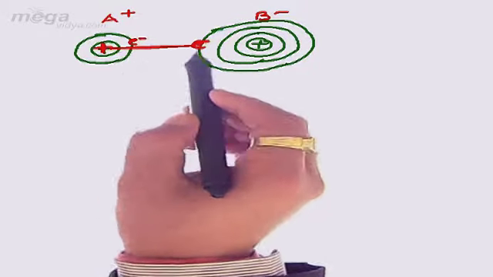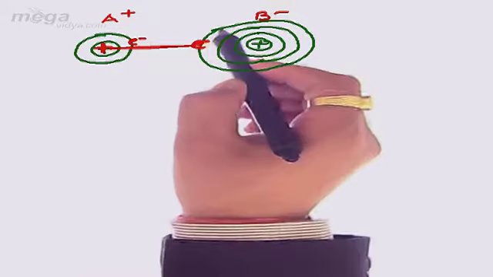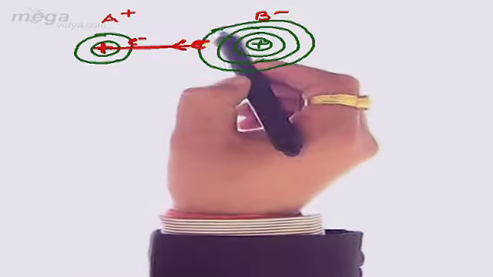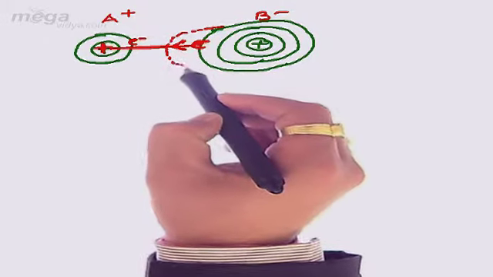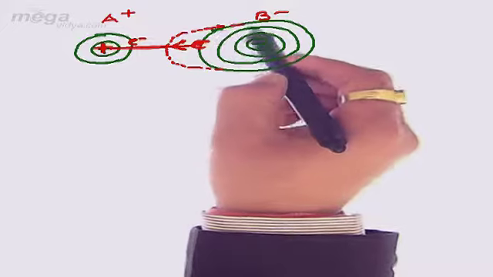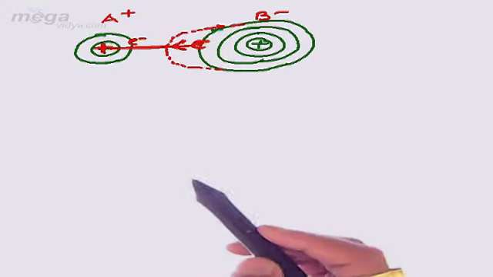Maximum interaction means this positively charged nucleus will try to attract the electron towards itself, and attraction means the path of the electron will be changed, and this change in the path of the electron will lead to the change in the shape, which we call distortion.